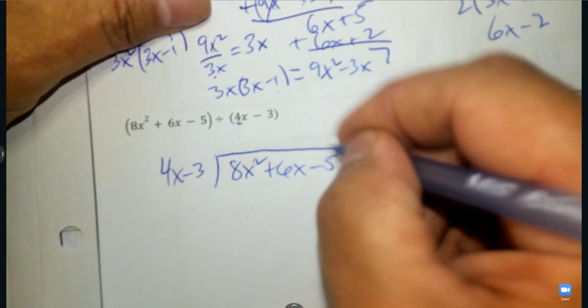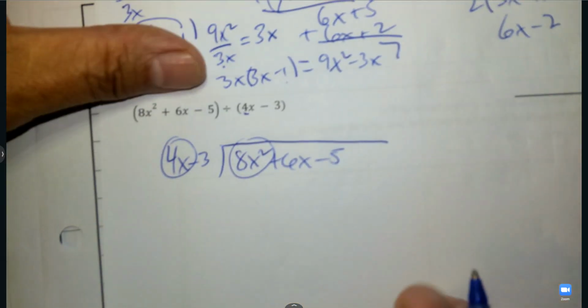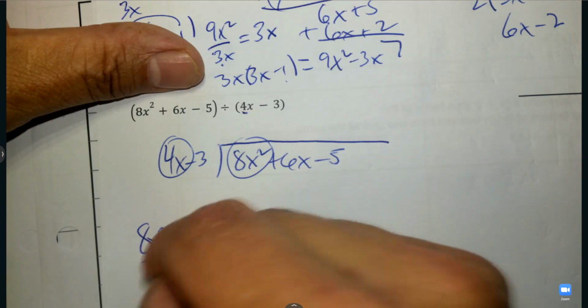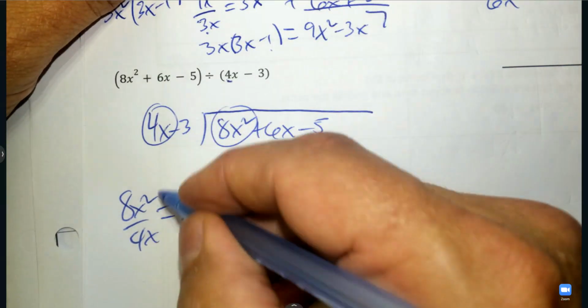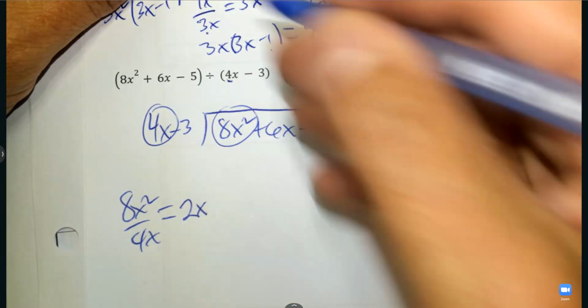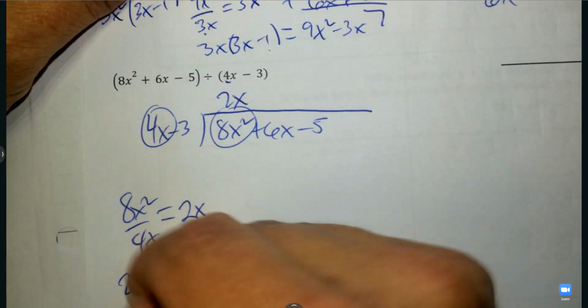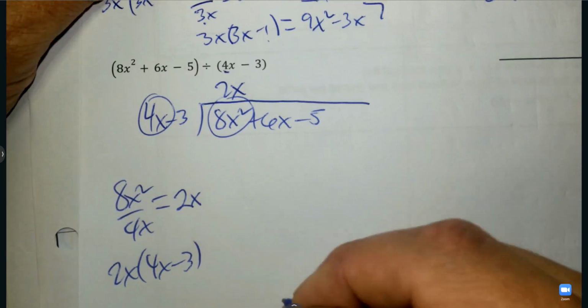Start first. Power over power. Just those. So 8x squared divided by 4x. So 8 divided by 4, and then x squared divided by x. Subtract the exponents. That's 2x. Then take 2x and multiply it by 4x.